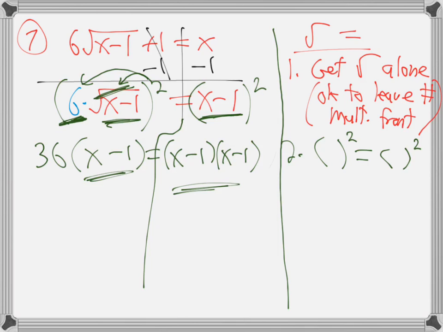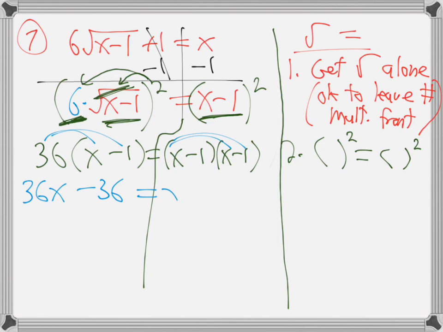Everybody see that? The only way you don't get squared is if you have a shield, a root, over you. That protects you. That's the antidote. Right? Are we good? So now we just have to work everything out. Easier said than done. Distribute: 36x minus 36. Other side, FOIL: x squared minus x, minus x plus 1.